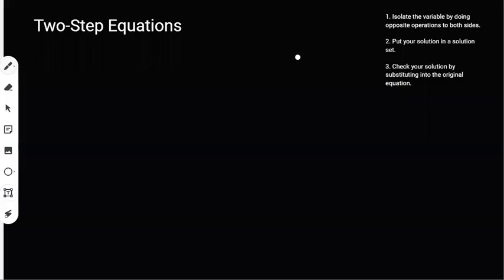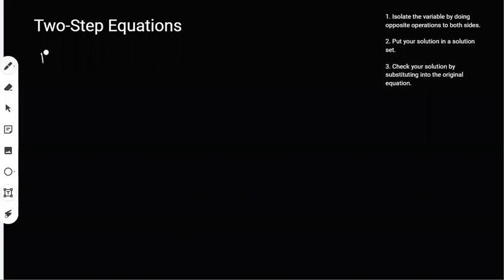All right, so today we're doing two-step equations. Now with each one of these equations that we're going to do, we're going to be doing 3 steps. The first step is to isolate the variable by doing the opposite operations to both sides. And step 2 is we want to put our solution inside of a solution set. And then step 3, our last step, is to check the solution by substituting it back into the original equation.